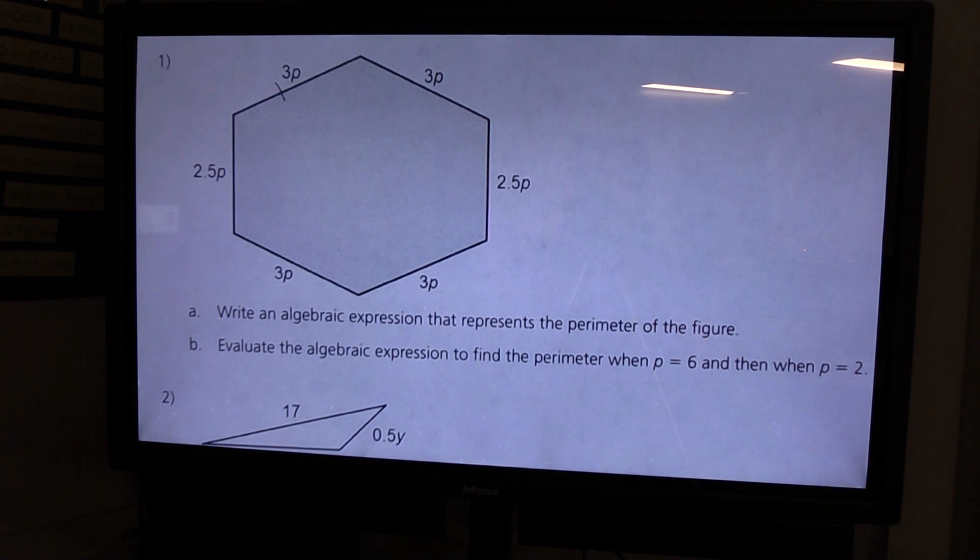Now, a hexagon has 6 sides. So I would say side plus side plus side plus side plus side plus side to get the perimeter of this shape. If I had a specific value, such as if this were a regular hexagon and all the sides were congruent, and each side was maybe 4 units, then I could say 6 times 4, because I'd have 6 groups of 4, equals 24 units would be the perimeter. But here I have some values that are 3p and 2.5p, or 2 5/10 p. So I'm going to go ahead and write my algebraic expression that represents the perimeter of that figure.